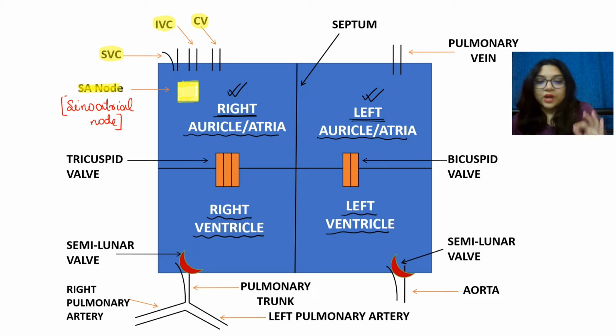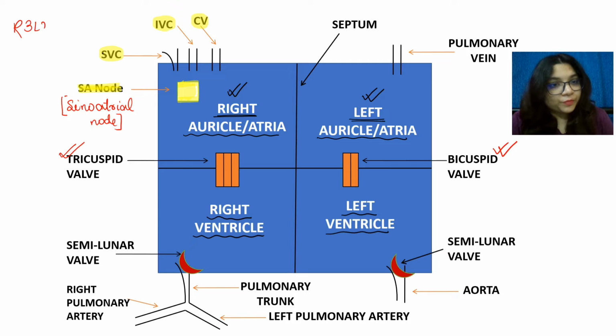Then the next structure that you have to consider is in between the right auricle and ventricle, you've got a tricuspid valve. On the other hand, between the left auricle and ventricle, you have got the bicuspid valve. Right? So cusps means flaps. Tricuspid has 3 flaps, bicuspid has 2 flaps. So I ask my students to remember in this manner, say R3L2. That means on the right hand side of the heart, we have got the tricuspid. On the left hand side, we have got the bicuspid.